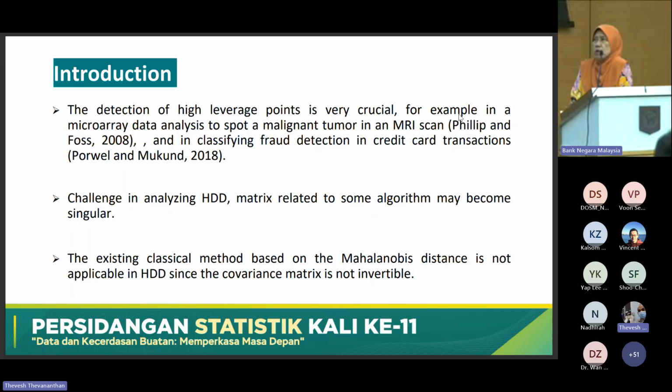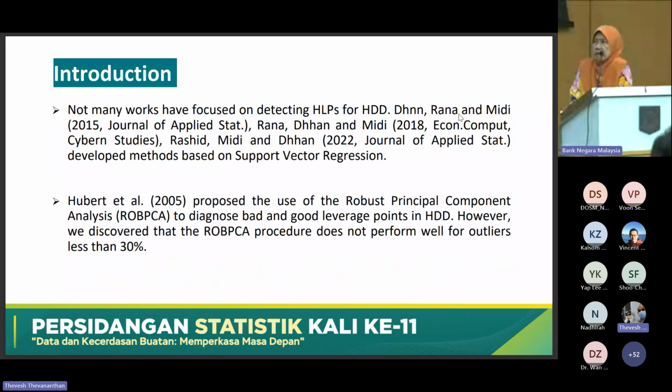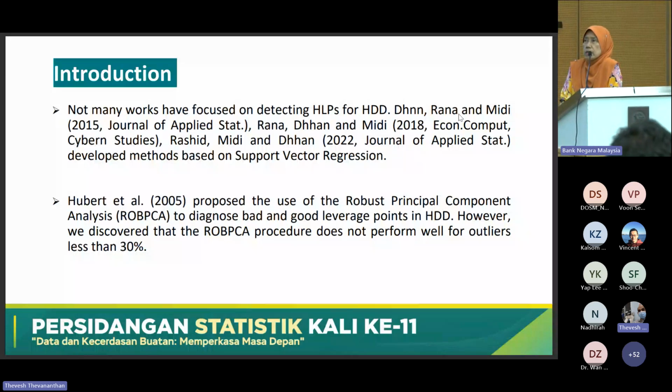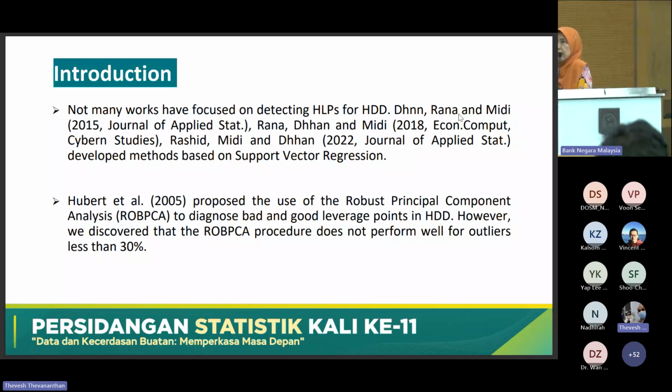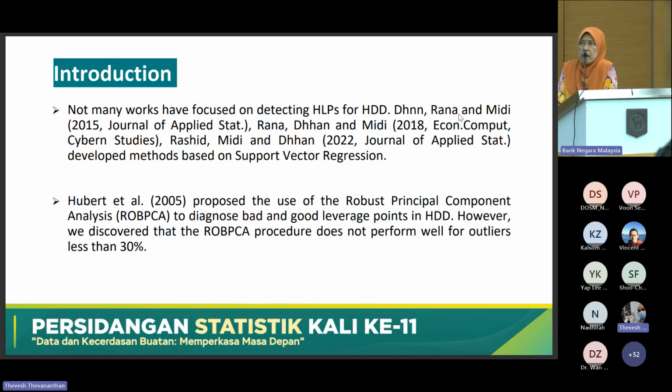Not many works have focused on the detection of high leverage points for high dimensional data, but some of me and my students have already published a few methods for detecting high leverage points in high dimensional data. Hubert et al. proposed the use of robust principal component analysis to diagnose bad and good leverage points in high dimensional data. However, we discovered that the ROBPCA procedure does not perform well for outliers less than 30%.